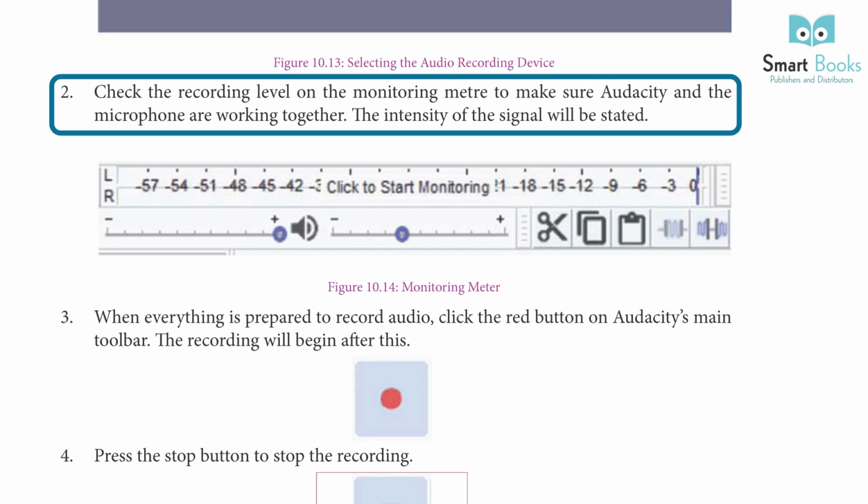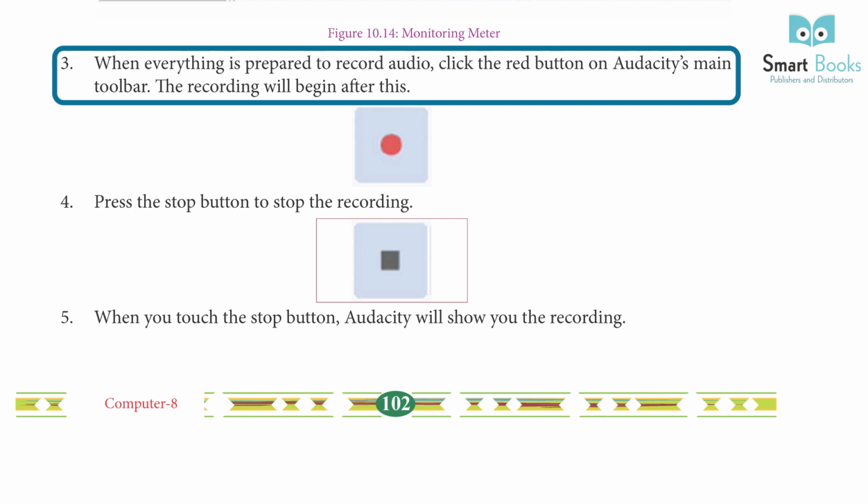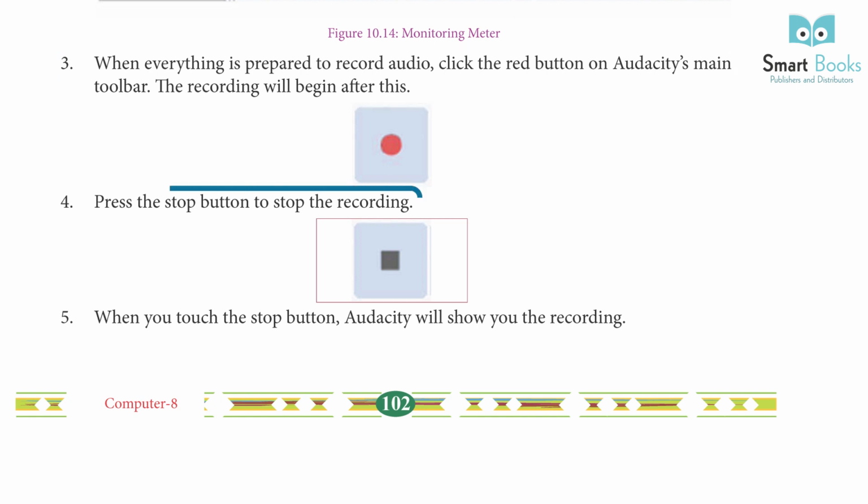The intensity of the signal will be stated. 3. When everything is prepared to record audio, click the red button on Audacity's main toolbar. The recording will begin after this. 4. Press the stop button to stop the recording.